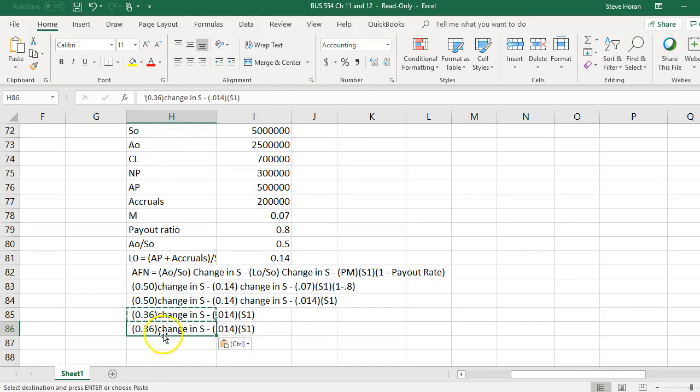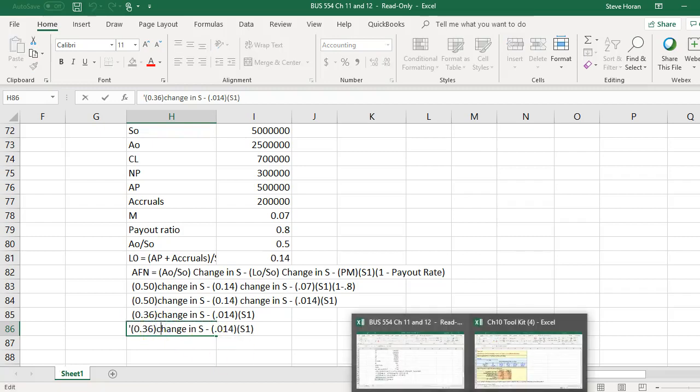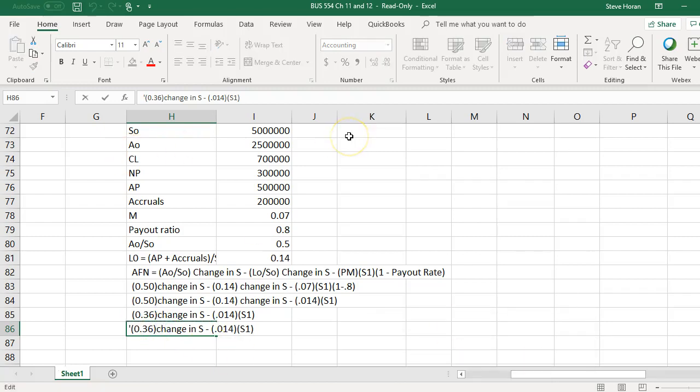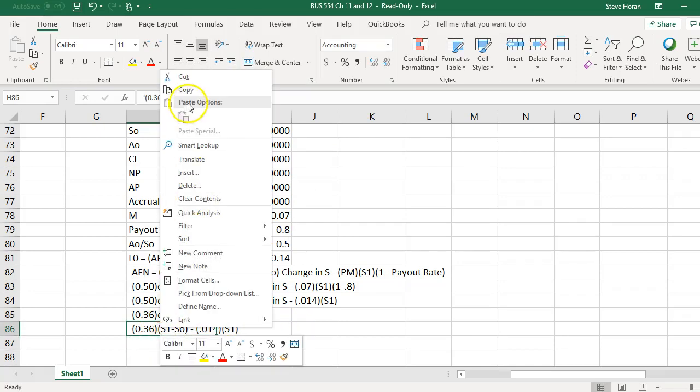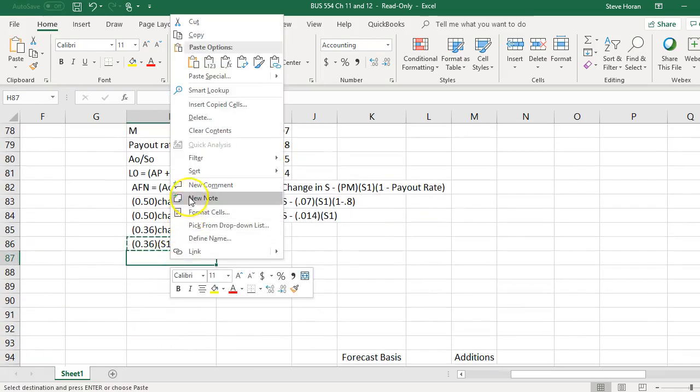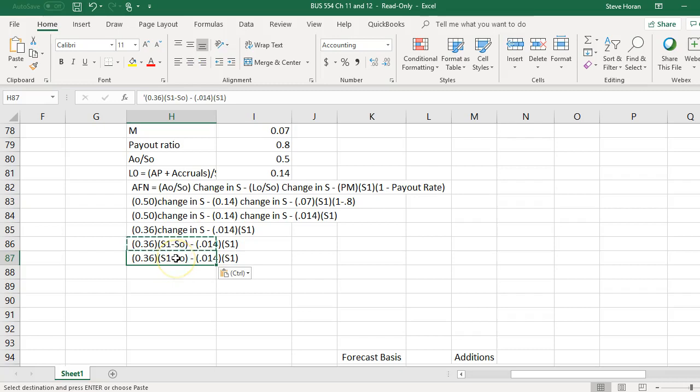I have to take the 0.36, and obviously the change in sales is this. I multiply the 0.36 times S1 minus S0, minus 0.014 S1. So we're almost there. And then the next line is S1. I don't know what that is yet, but I know S0 is 5 million.